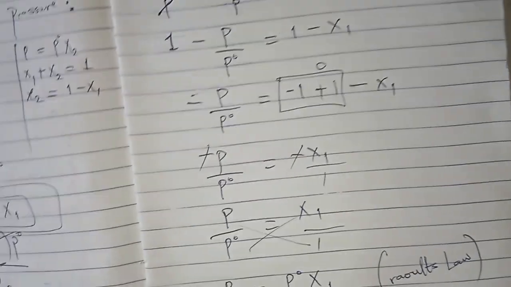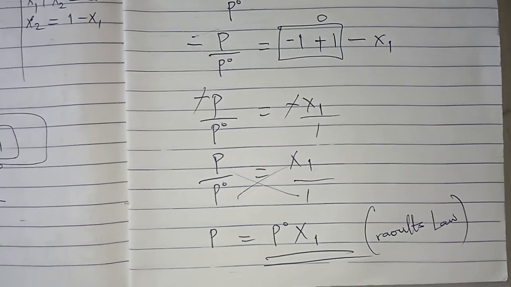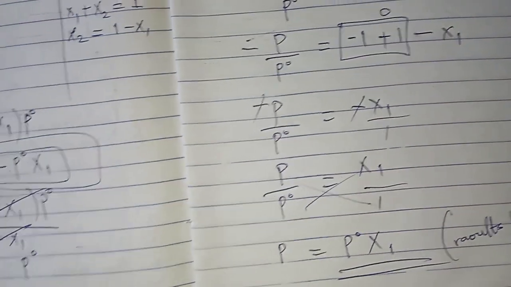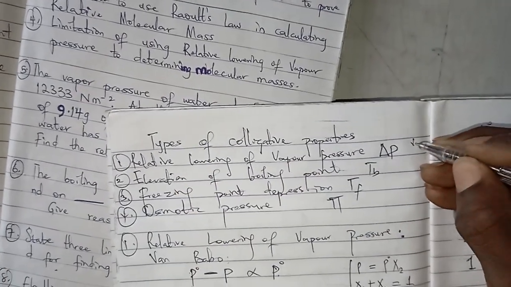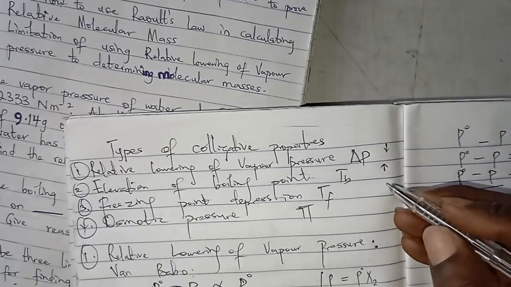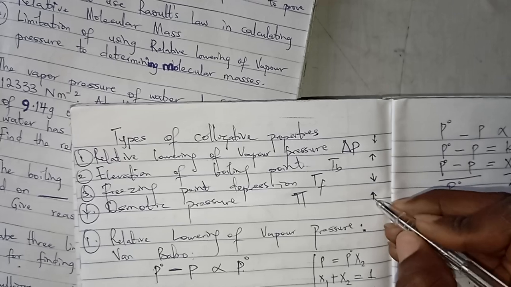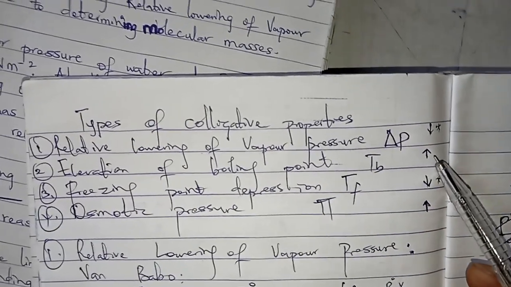So when you have this, what it simply means is that if I get a question that asks me to find relative lowering of vapor pressure, I need to know that once I add solutes, vapor pressure is reduced. Of all these four, when I add solutes, vapor pressure is reduced. When I add solutes, elevation of boiling point is increased, that is, boiling point is increased. When I add solutes, freezing point is reduced. And when I add solutes, osmotic pressure is increased. So you see, vapor pressure and freezing point will go down, while boiling point and osmotic pressure will go up. You need to know these two things once solute is added.